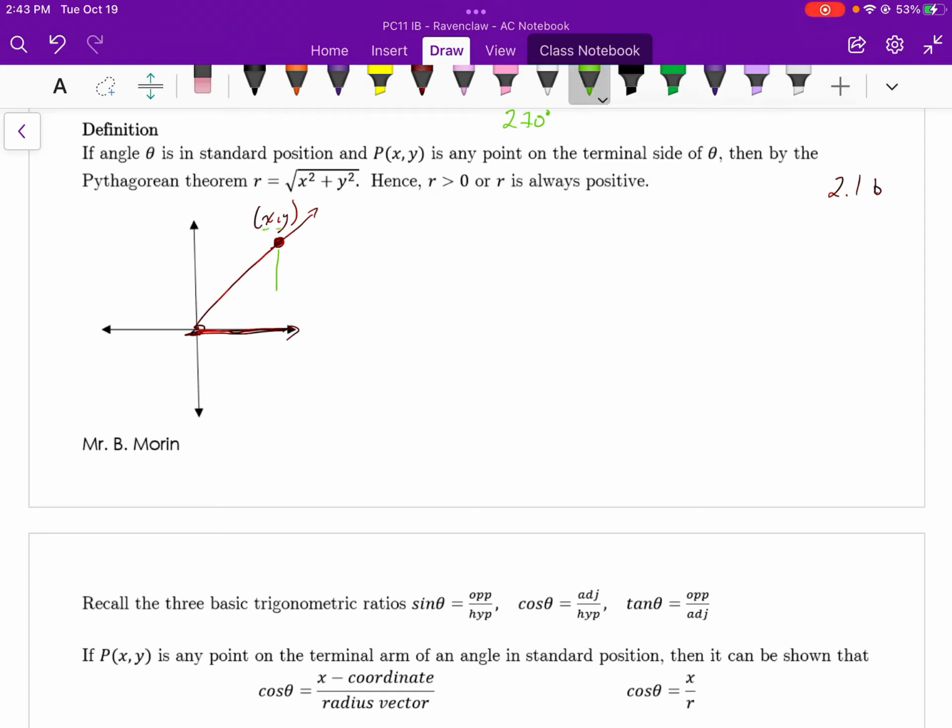If I make a right angle triangle right here, I could create a right triangle there. The length of the bottom would be x, the height of the triangle would be y, and the radius vector r, by the way, r is the radius vector, is the hypotenuse of the triangle. So really, if I have any triangle with coordinates x, y, my radius vector will be the square root of x squared plus y squared.